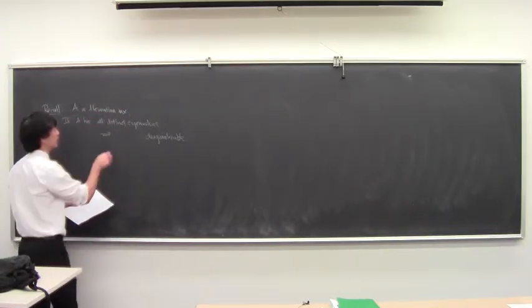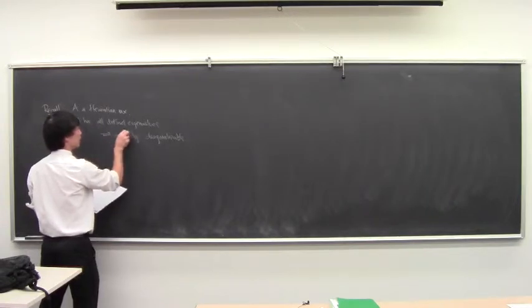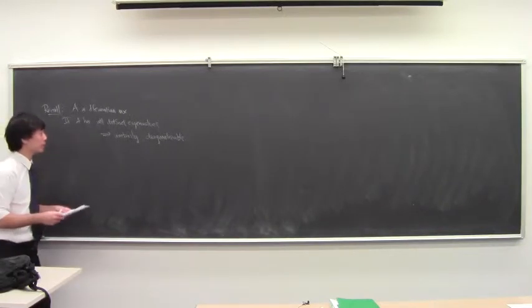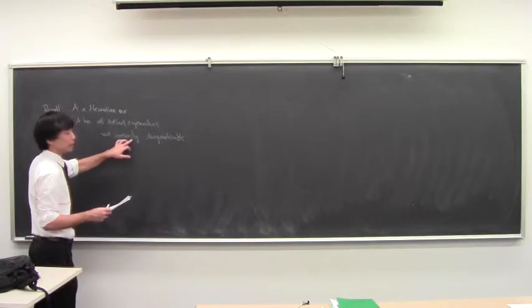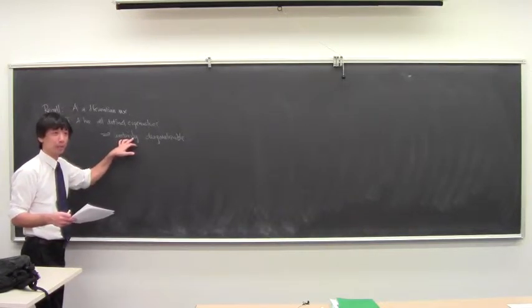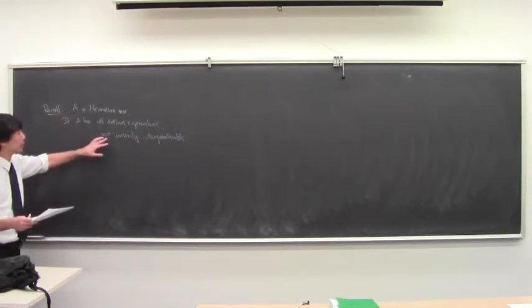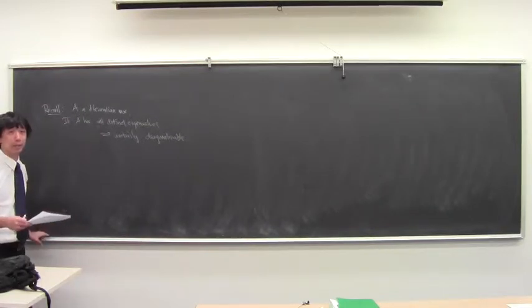If it's Hermitian and it has all distinct eigenvalues, then in fact it's unitarily diagonalizable. There's a unitary matrix, and remember what unitary meant: it's basically the analog of orthonormal, but with complex matrices. So it's unitarily diagonalizable. There'd be a unitary matrix U so that U inverse AU is a diagonal matrix.